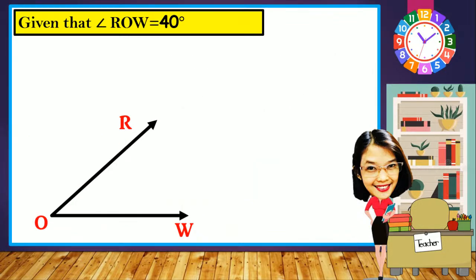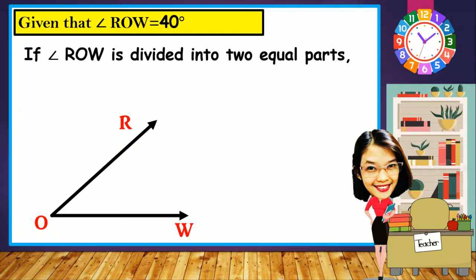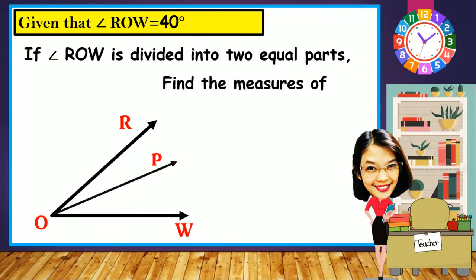Given that angle ROW is equivalent to 40 degrees, you have to imagine that if angle ROW is divided into two equal parts, then find the measure of angle ROP. Specify your answer. Type the angle ROP first, and then write the measurements.